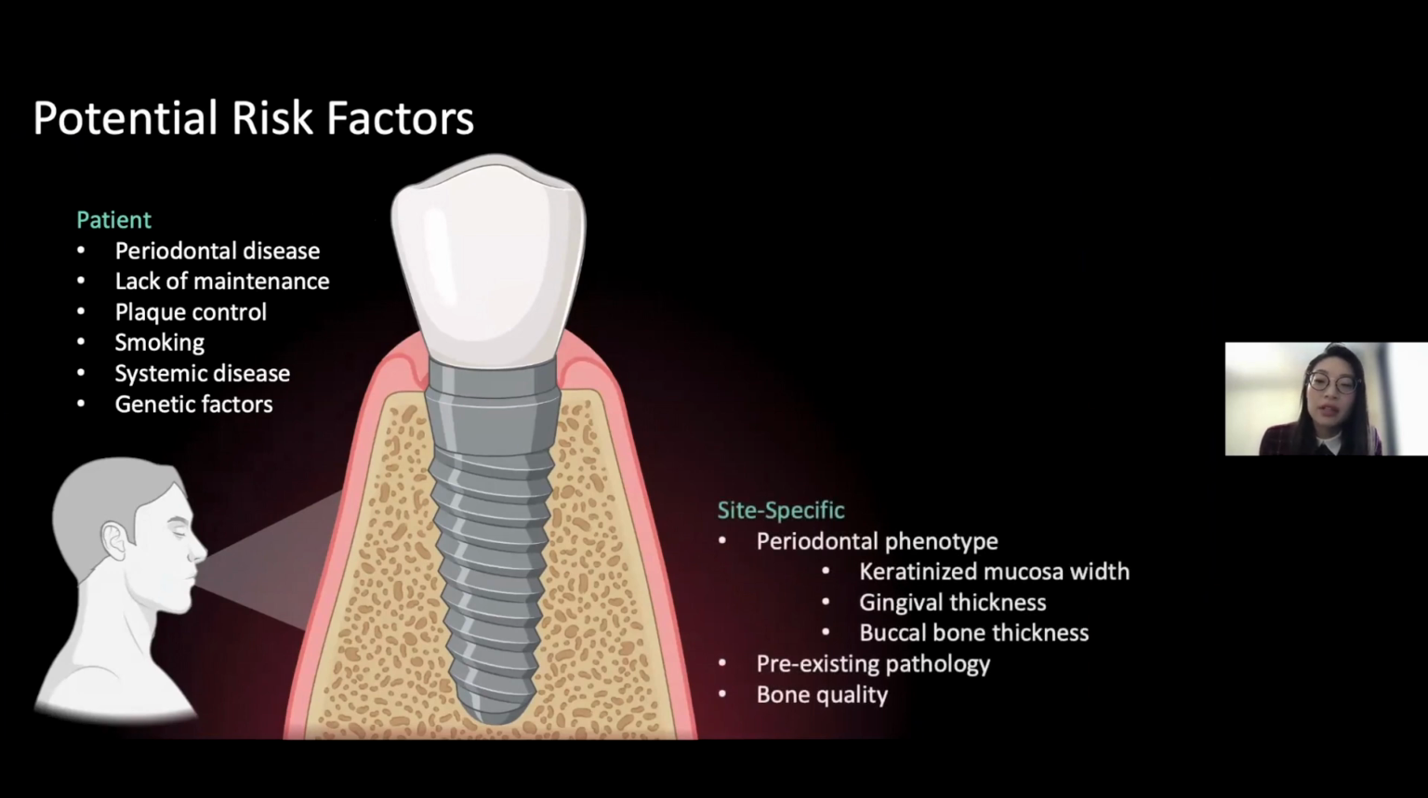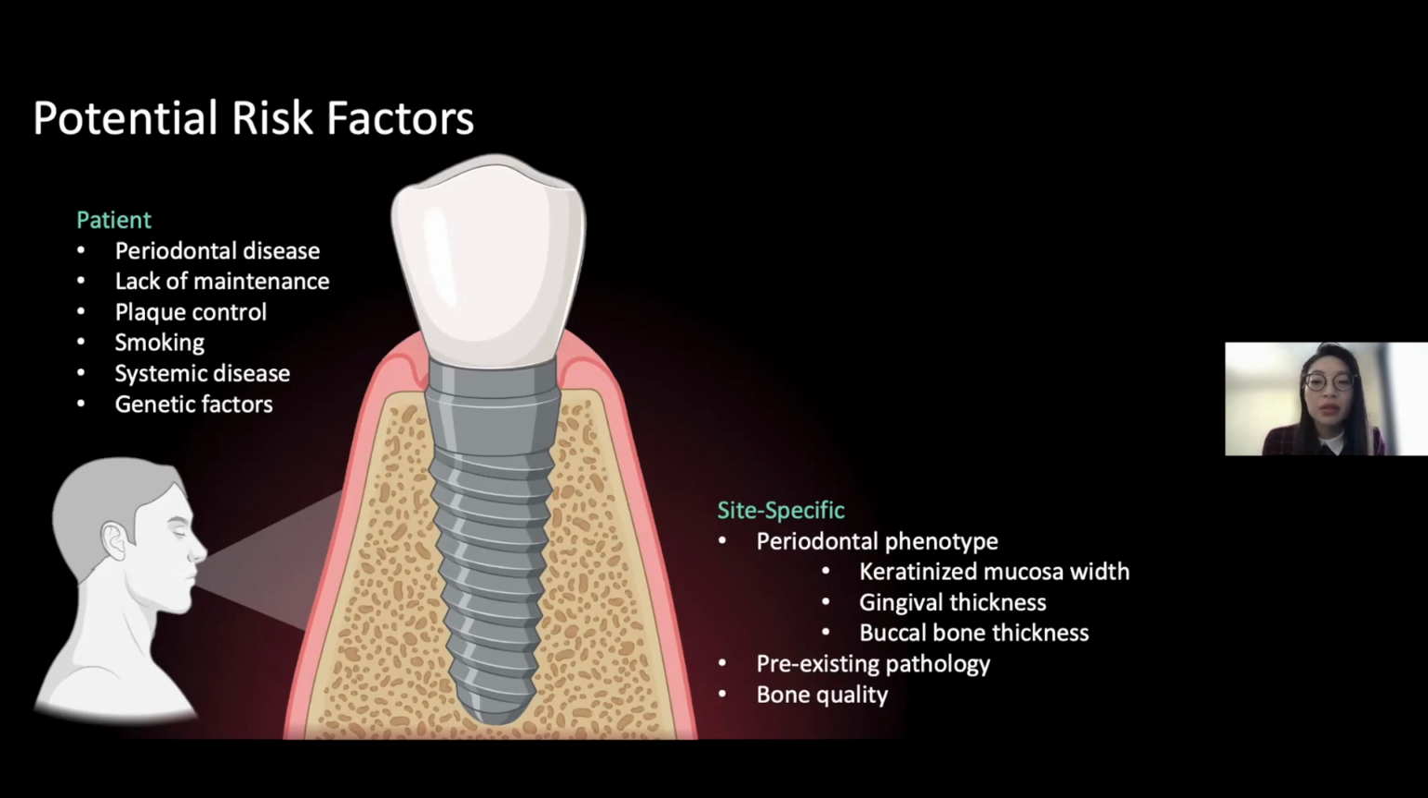You also have site-specific factors. So before you place an implant, you should evaluate the site itself. What is the periodontal phenotype? What is the keratinized mucosa width, gingival thickness, buccal bone thickness? We know from Monje that there's a critical buccal bone thickness of 1.5 millimeters to be protective against development of peri-implantitis. You should consider pre-existing pathology.